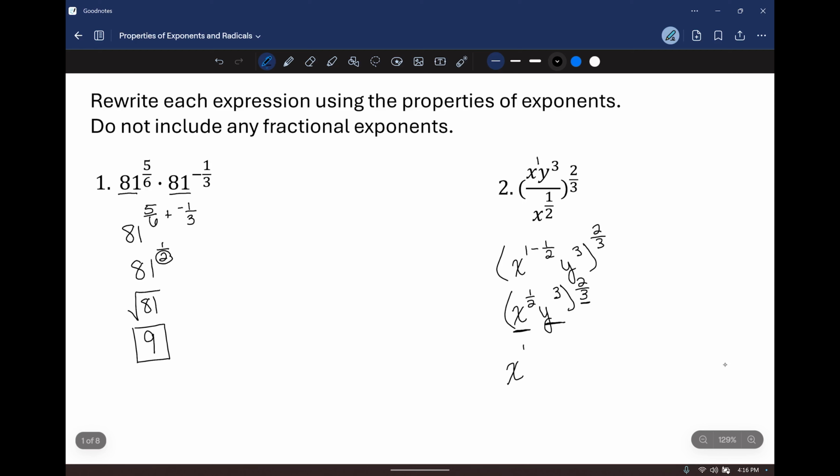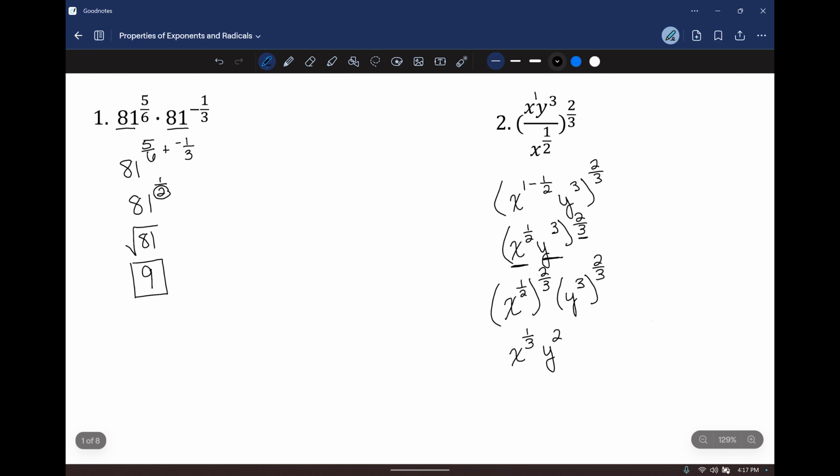So if I have x to the 1/2 and I raise that to the 2/3 power, and then I have y to the third and I raise that to the 2/3 power, now I have a power to a power situation. So I multiply the 1/2 and the 2/3. That gives me 1/3. And then I take the 3 times the 2/3 and that gets me 2. And I see that I have a fractional exponent. It told me it didn't want a fractional exponent. So since this is a cube root, I'm going to write this as the cube root of x to the first power. So I don't need to put the 1 there. And then I have a y squared.